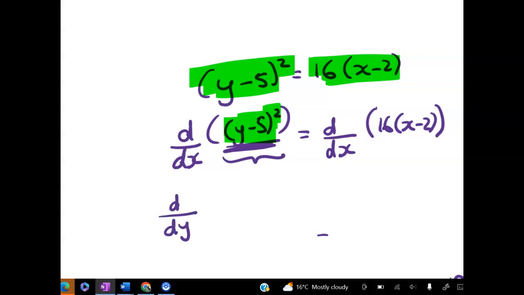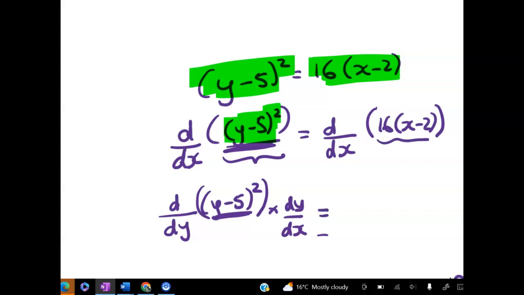So we're going to use the chain rule, and we'll have this. So very slowly working this through. You don't need to write this line in, but this is what we're doing. We're saying we'll differentiate this thing with respect to y, because we can, and then we'll use the chain rule to get the change with respect to x. And then on this side, when we differentiate this with respect to x, this is very easy. It's just 16 because this expands to give me 16x minus 32.